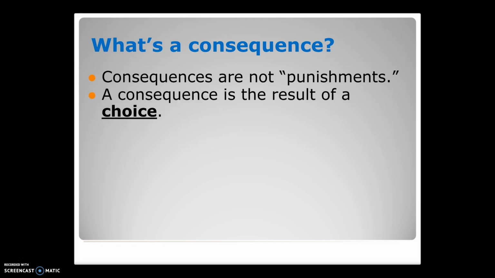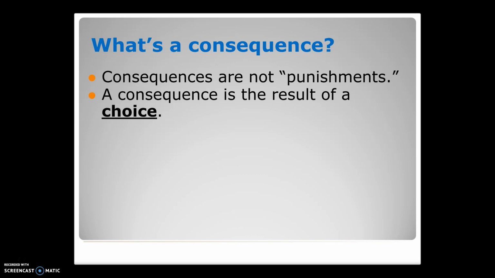A consequence is more the result of a choice, and when your expectations are known and clearly explained for students, and they also know what will happen if they don't meet those expectations, then if they choose not to meet the expectations, the consequence is just the result of that choice.